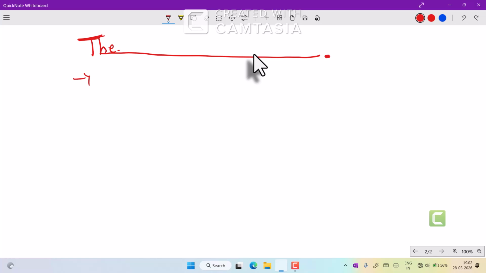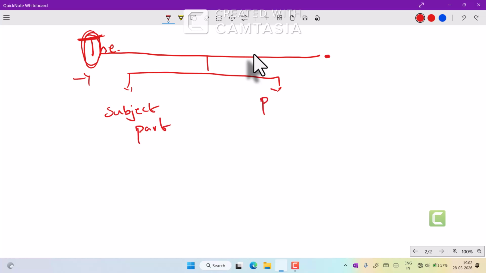Now you see, the problem is most of the students won't write the capital letter, because they are not aware of this. Now you see here, in this sentence we have two parts: one is the subject part and one is the predicate part.